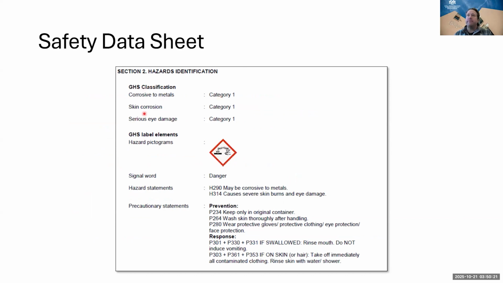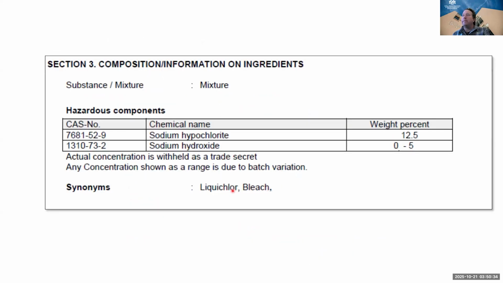The second section talks about the hazard. It's corrosive to metals and skin, and it can cause serious eye damage. It also talks about some precautionary statements and kind of how you need to protect yourself. Section 3 tells you what it's made of and the ingredients. And so it's 12.5% sodium hypochlorite, a little bit of sodium hydroxide, and then mostly water.